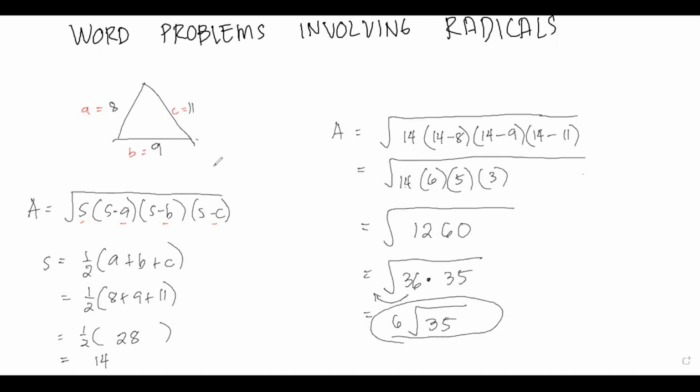Therefore, the area of this triangle, considering its sides 8, 9, and 11, is 6 square root of 35. So that's it for this lesson video.